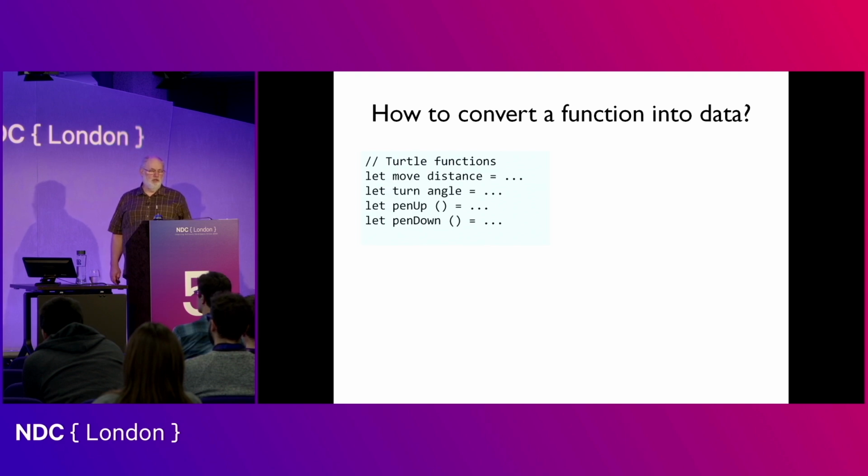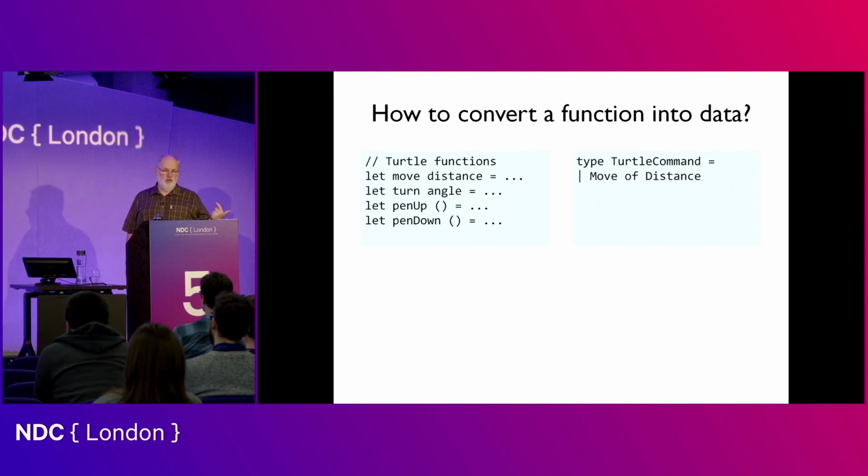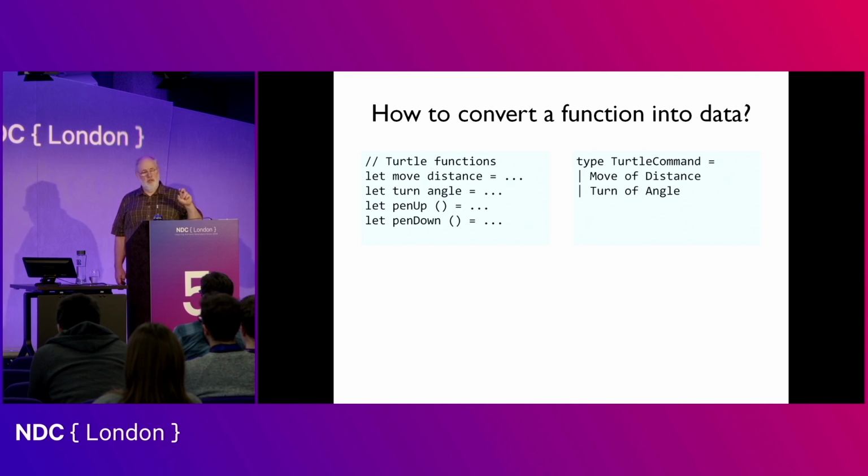So these are the functions that I want to call in my API, but I can't really send a function down the wire. So what we do is we create a choice type, which is a one-to-one correspondence with the functions that we want to call. So for the move function, which has a distance parameter, we're going to create a choice called move, and it's going to have a distance parameter. And then the turn function, which has an angle, is going to have a choice called turn with an angle.